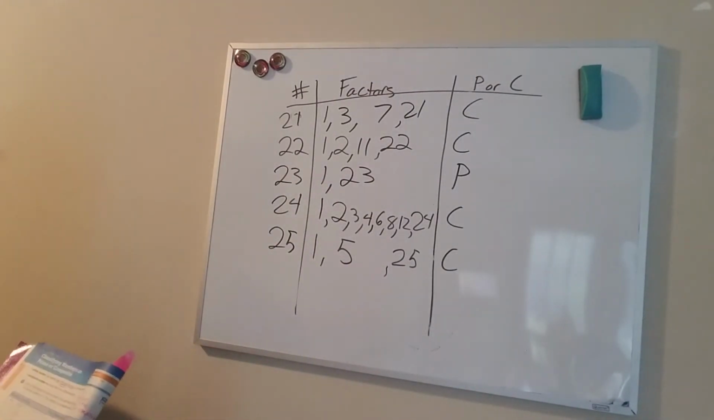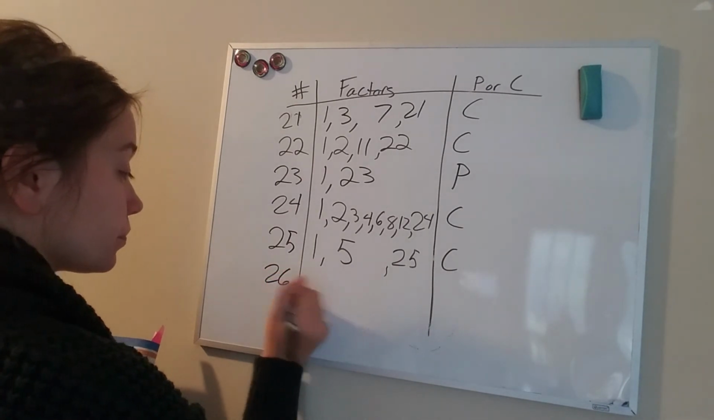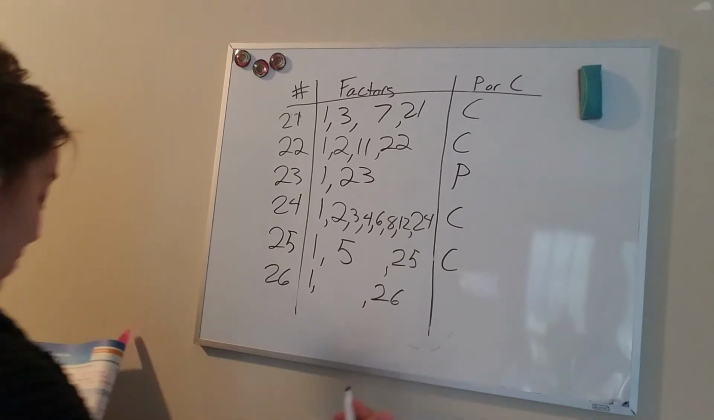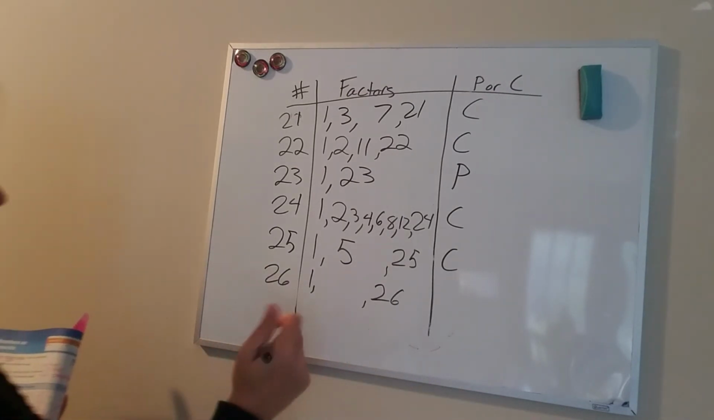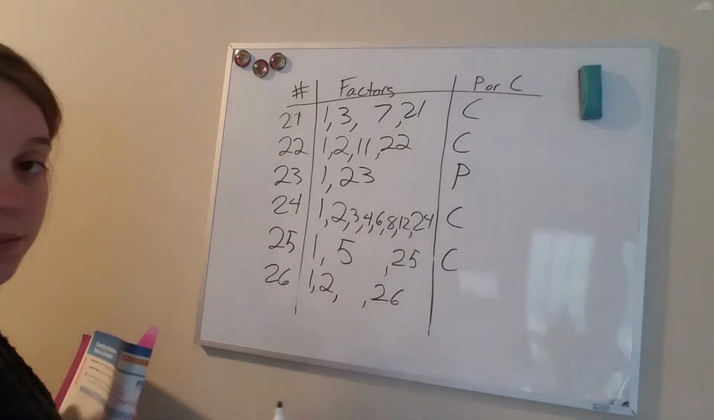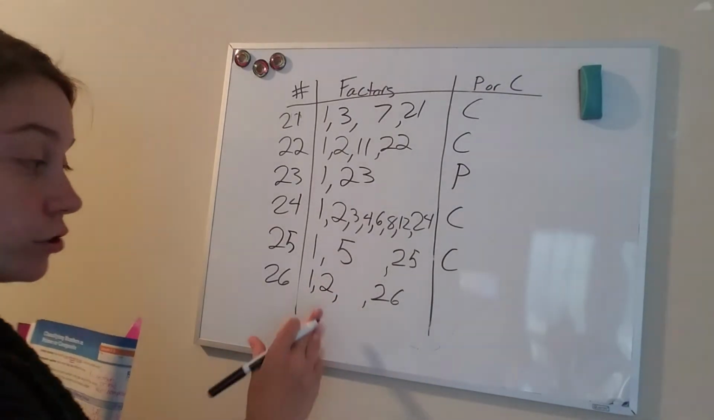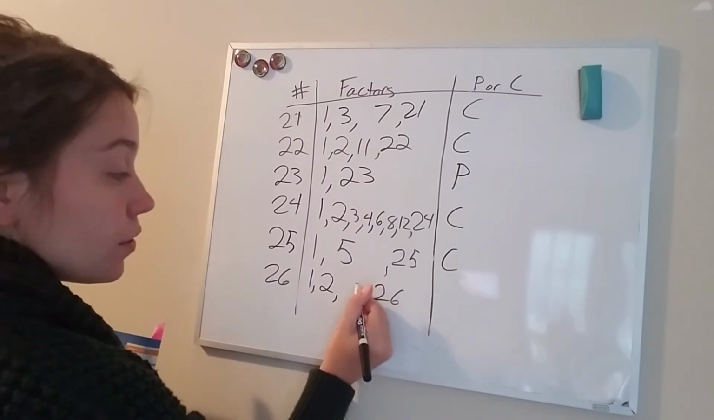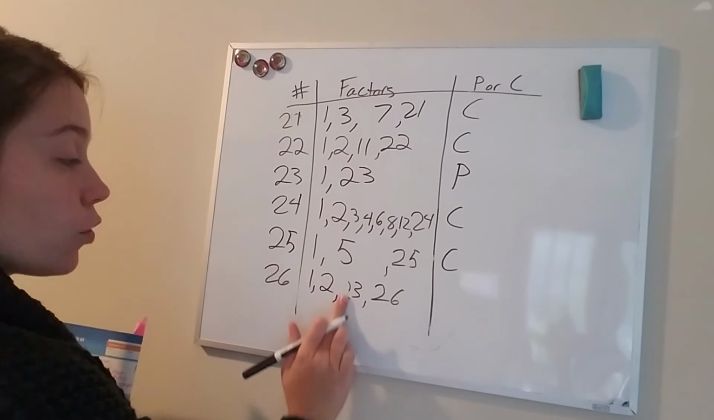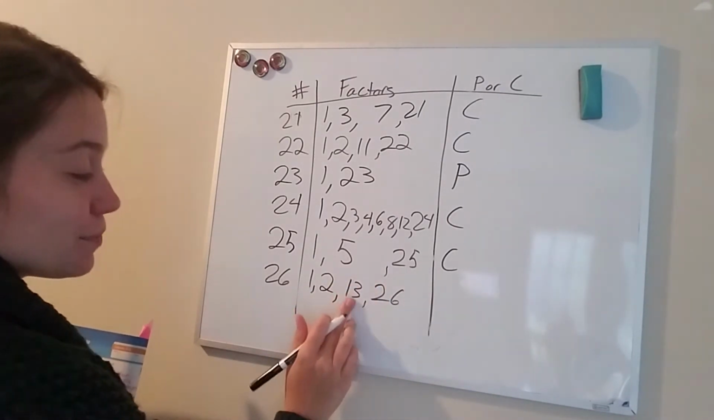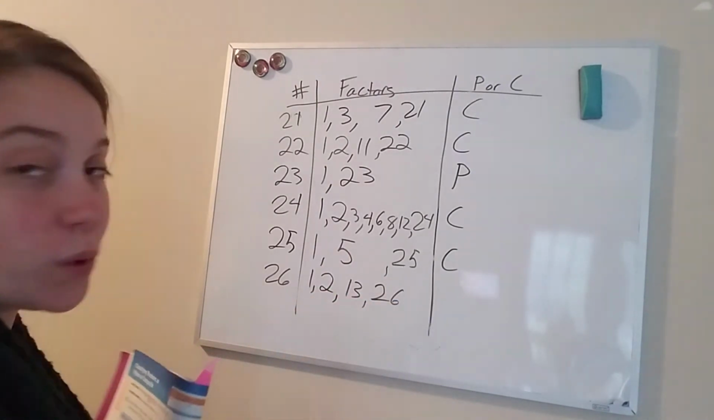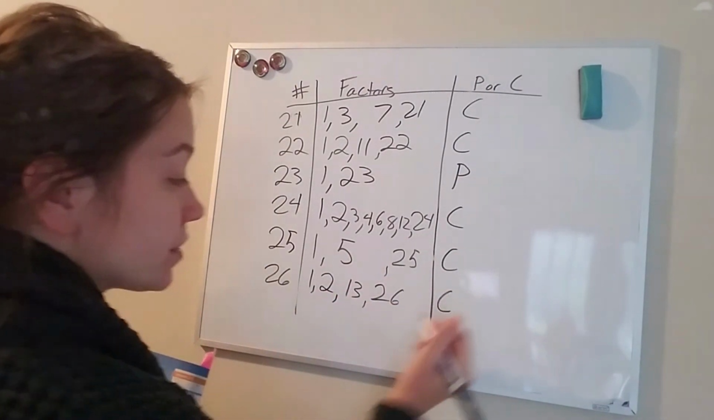Okay, so look at 26. We have 1 and 26. And then we know that we can put 2 in there because it's an even number. 2 times what gets me 26? Well, 2 times what gets me 6? 3. And 2 times what gets me 2? 2 times 1 gets me 2, right? So we have 2 times 13 is 26. So this is a composite number.